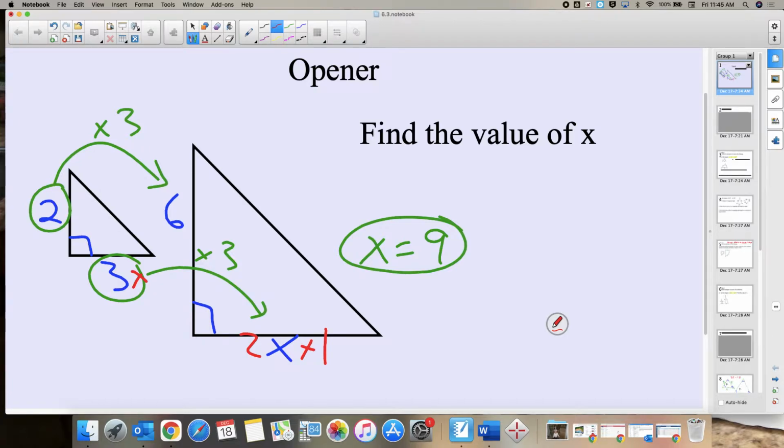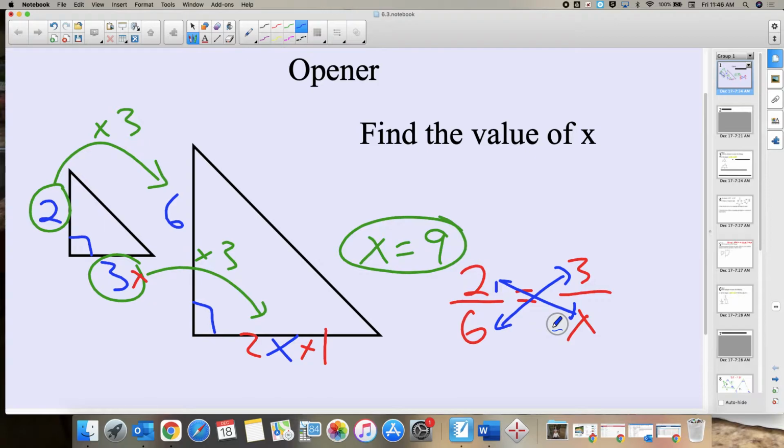And this is where in 6.2 we worked on creating those proportions. Compare 2 to 6. If I compare 2 to 6, I also have to compare 3 to, or I'm sorry, in this case 3x, or we can go back to the old problem now. We can do 3. Then I have to compare 3 to x. And then we create that proportion so that we can cross multiply.